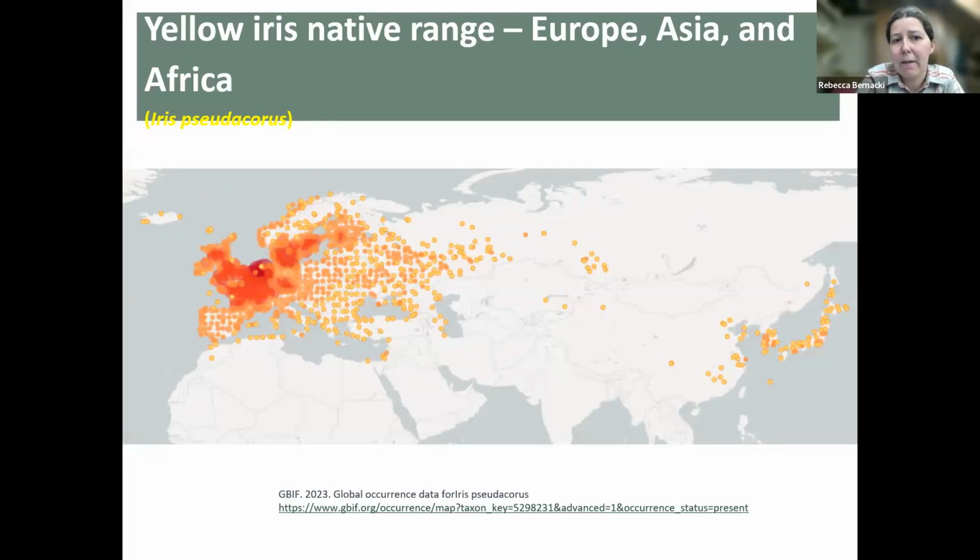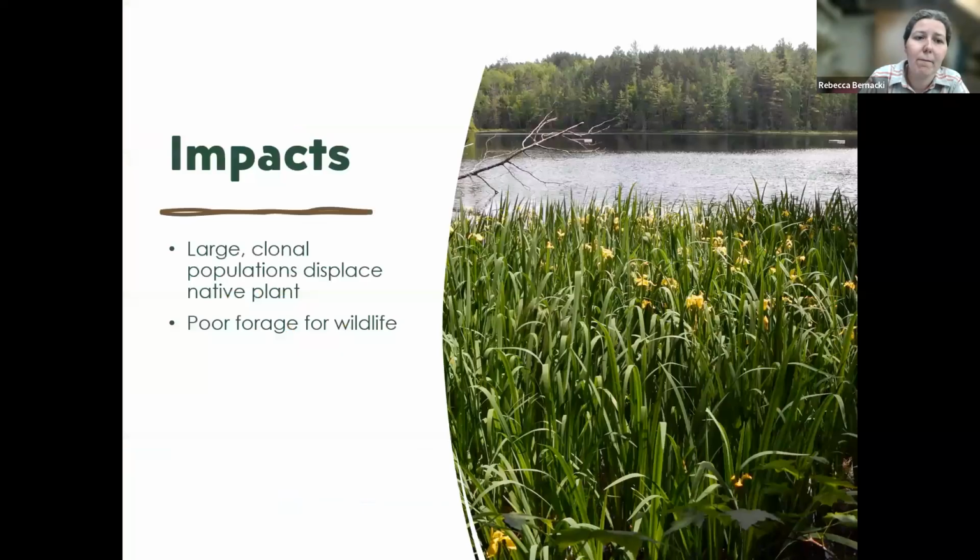Yellow iris is native to Europe and Asia, and also Africa, as you can kind of see from this occurrence map here. And its impacts: large colonial populations, just like a lot of the other species we talked about today, those large populations can displace our native species. It's also a poor forage for wildlife.